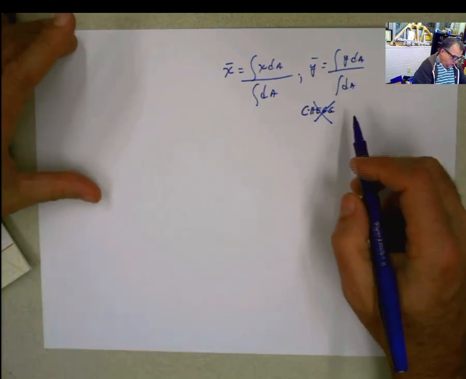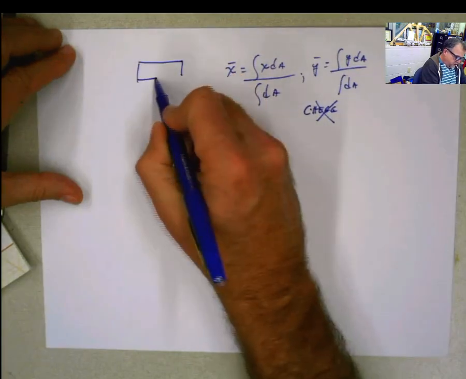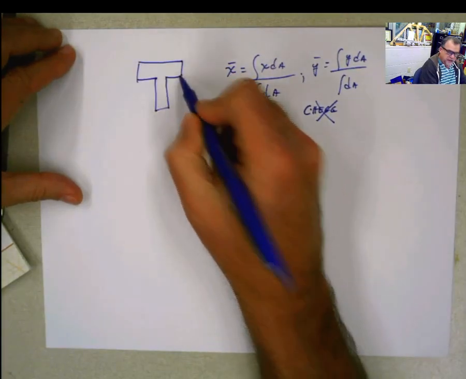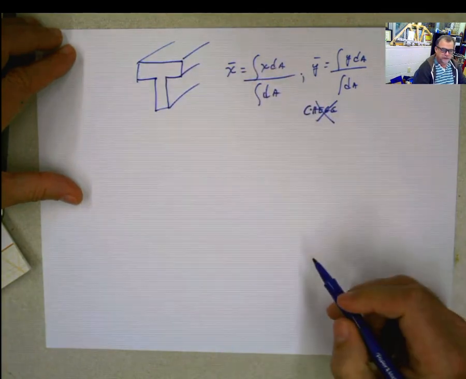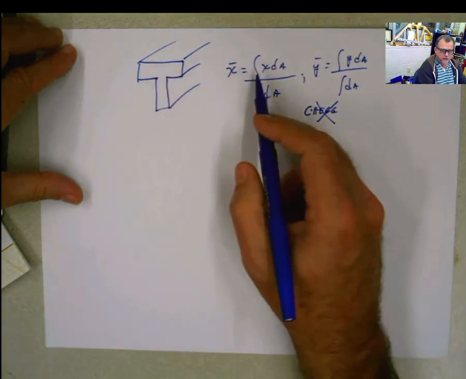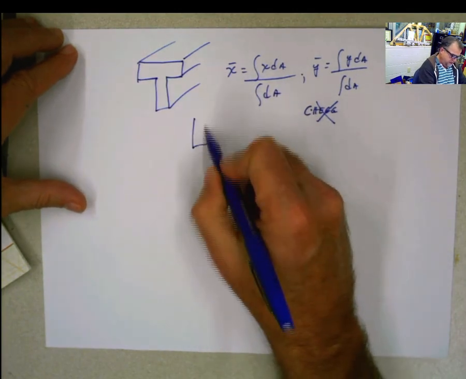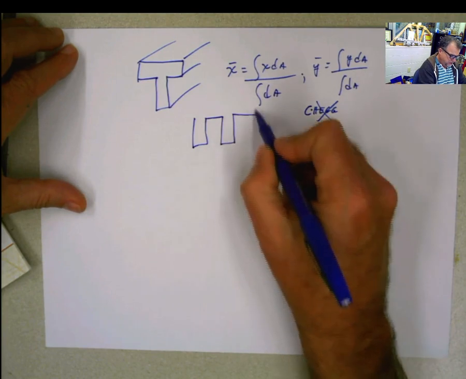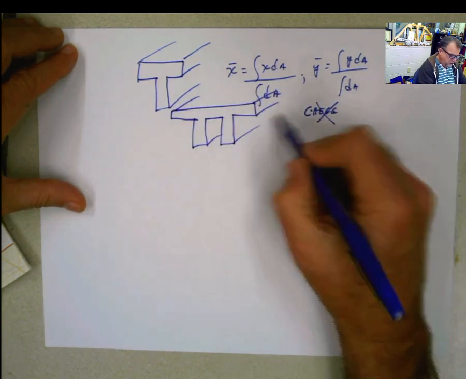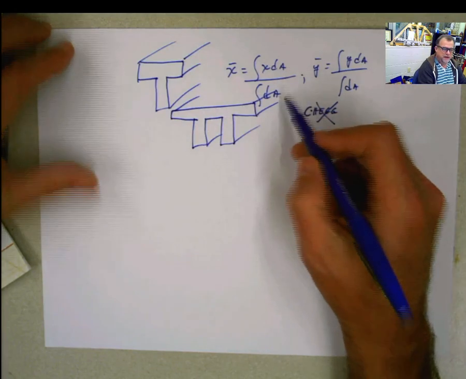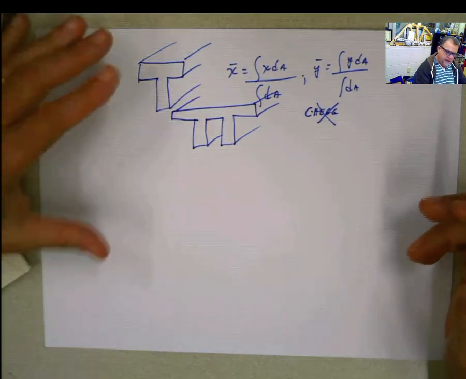Okay, so what happens if you have something very common in engineering, a section, a T-beam section like that, for example? Can you do this applying that formula? Well, yes, maybe. What if you have something like this, which is also a fairly common type of section? Can you do that applying this formula? Well, maybe if I break it down, maybe if I do something else. Yeah, it could be possible.